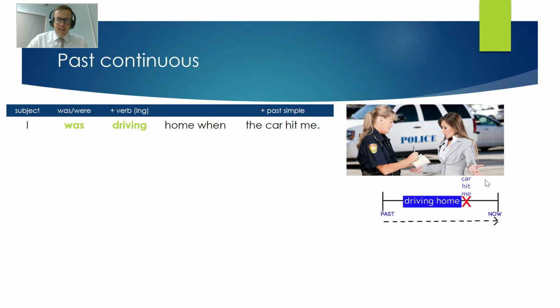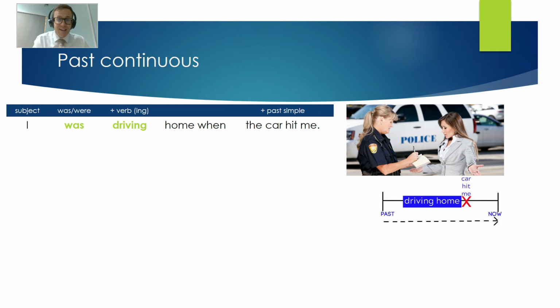Well, let's look at this timeline. We have two things happening. They're in the past, but the driving is something that happens over a long time. And then the car hit and it stopped the driving. So this is one of the ways we use past continuous. It is for a long action and then another action happens at the same time and stops it.